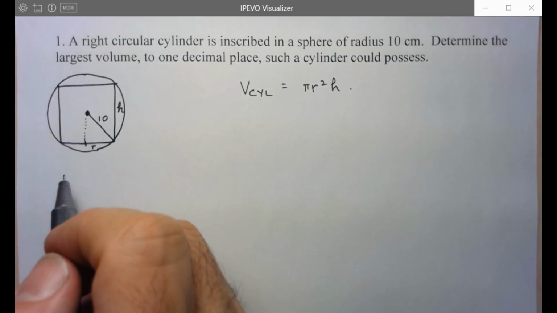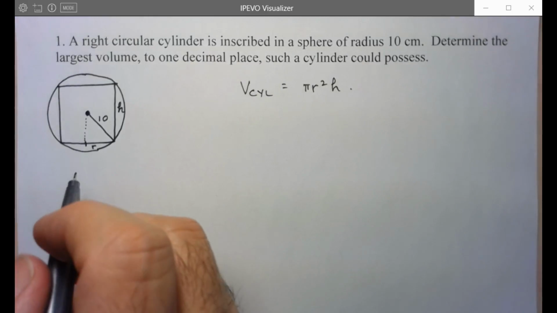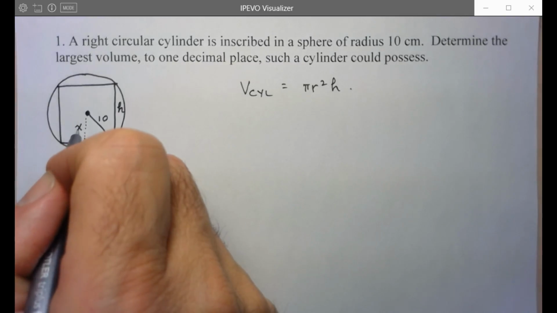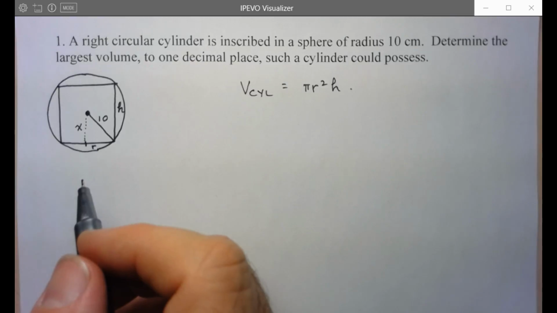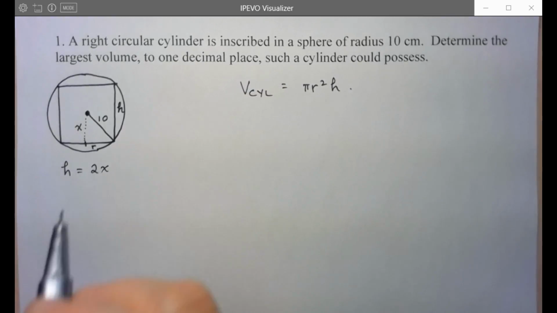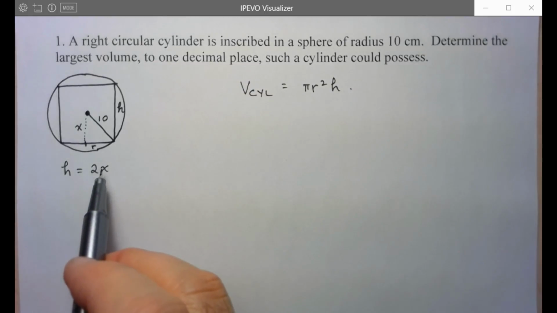And the other option that I have, and I'm going to use this one here just so I can show you something a little different, is I'm going to use a variable to represent this side length that I've drawn here. Let's say I call that x. And what I can see is that the height is equal to 2 times x. So I've written h in terms of this new variable.